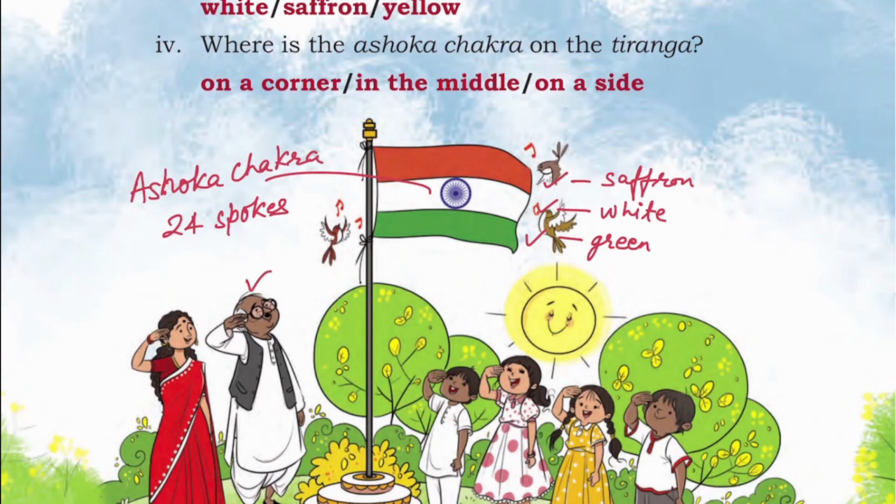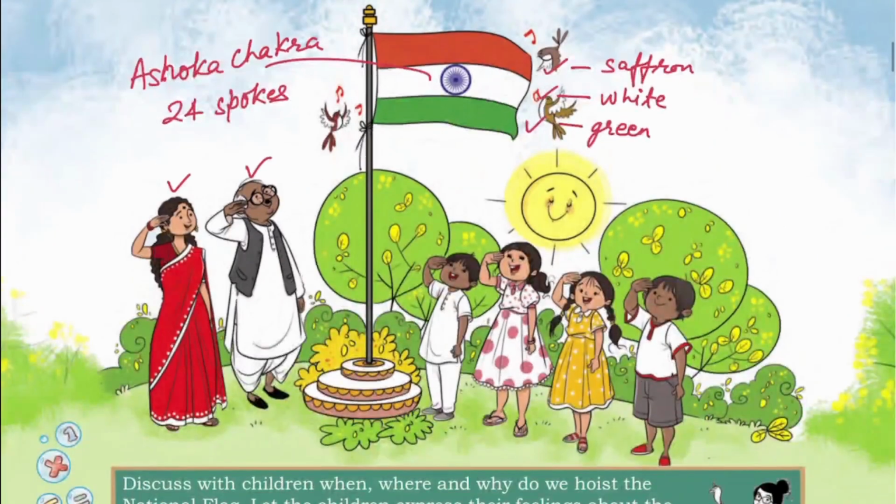You can see a man, a woman, and few children are giving salute to the national flag. They may be singing the national anthem. While singing the national anthem, you have to be in standing position and facing the Tiranga.